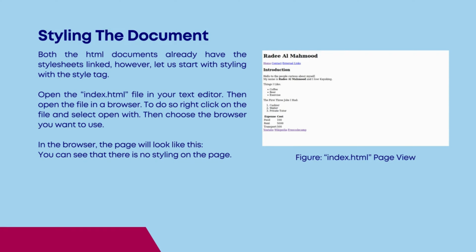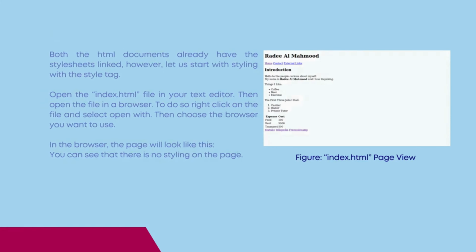Open the index.html file in your text editor. Then open the file in a browser. To do so, right-click on the file and select Open With. Then choose the browser you want to use. In the browser, the page will look like this, Figure 1, index.html page view. You can see that there is no styling on the page.